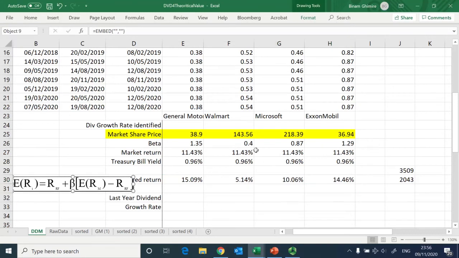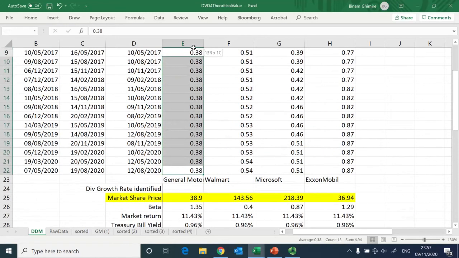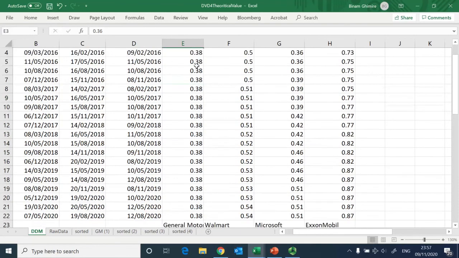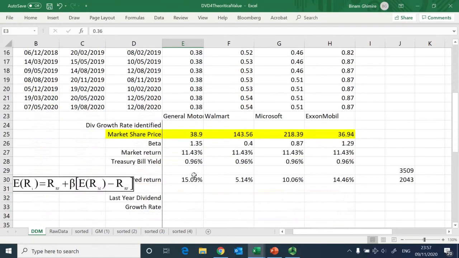The next thing I would like to do is to identify what form of dividend growth policy is being implemented by these companies. We've already seen in case of General Motor, it is simply 0.38 pence for all 5 years. Of course, the first dividend payment is 0.36, but we can see it's 0.38 almost everywhere, so we can simply assume that this is zero growth because the dividend doesn't change at all.